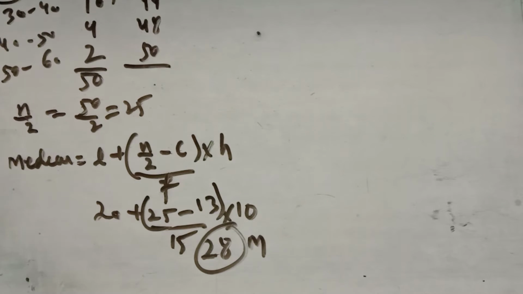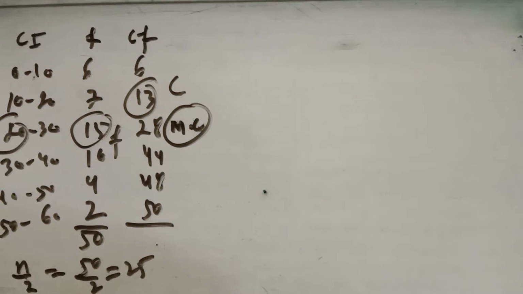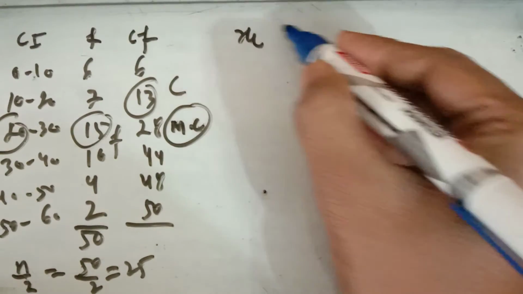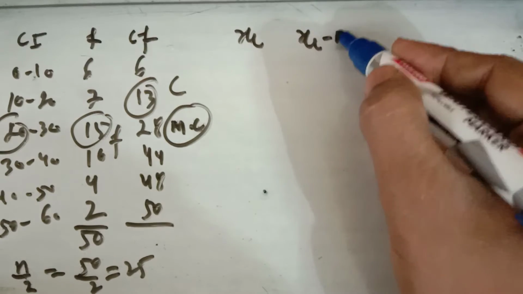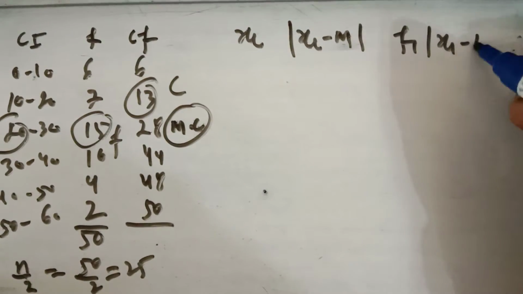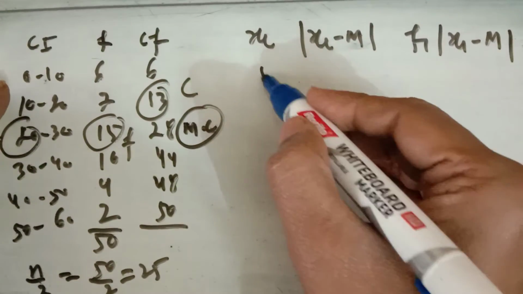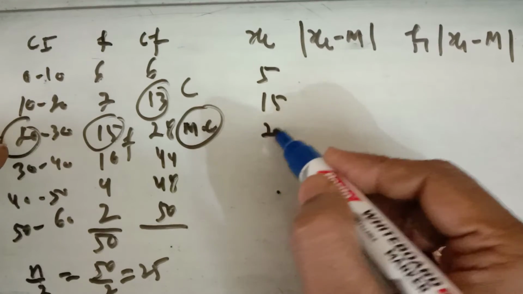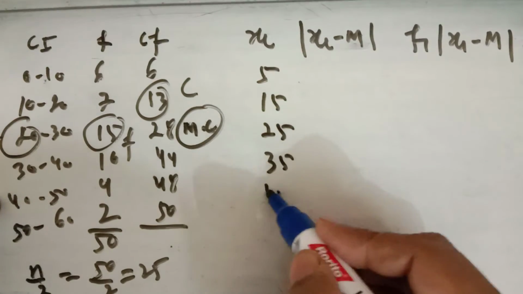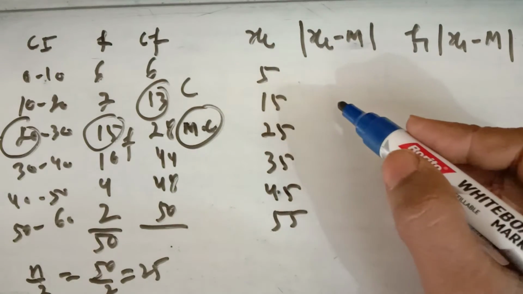Now as usual, what will you do in this? First of all, you will find the mid values in the first column, then subtract the median from the mid value to find the modulus, then multiply the frequency with it, as usual. So first of all find the mid values. It is 5, 15, 25, 35, 45 and 55. Subtract the median from it and find its modulus.